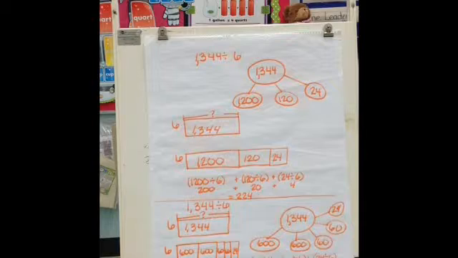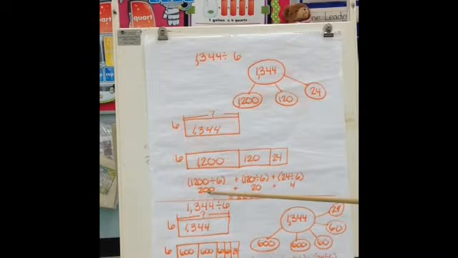1,344 divided by 6. When I create my number bond, I want to make sure that I have numbers that have 6 as a factor, or that will divide evenly by 6 without a remainder. So I chose 1,200, 120, and 24. If you add these up, you get 1,344. Each one of these will divide evenly by 6 because 6 is a factor of each one of these numbers. So I'm going to draw my area model to represent it.